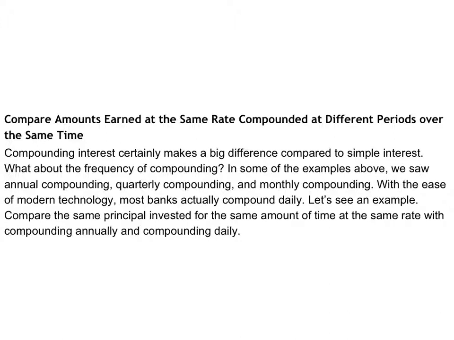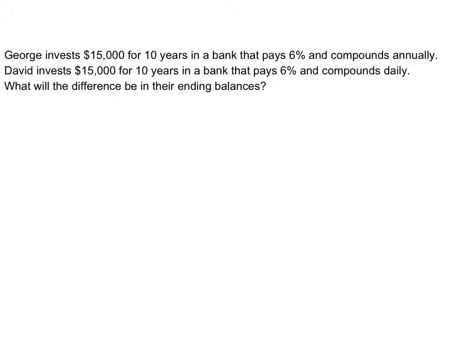Now we're going to use the same interest rate, but we're going to compound it over different periods over the same amount of time. So it's going to be the same amount of years, but we're going to compare a different number of compounding periods. For this example, we're going to take $15,000 for 10 years in a bank that pays 6% compounding annually versus compounding daily. And so we'll need to do them separately. Go ahead and pause the video and give it a shot first before hitting play and seeing how you do.